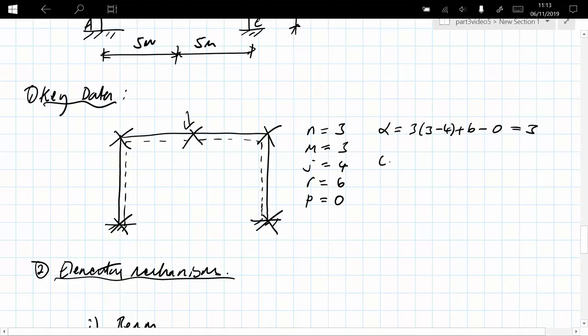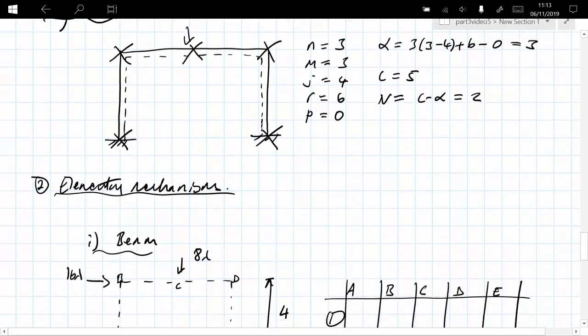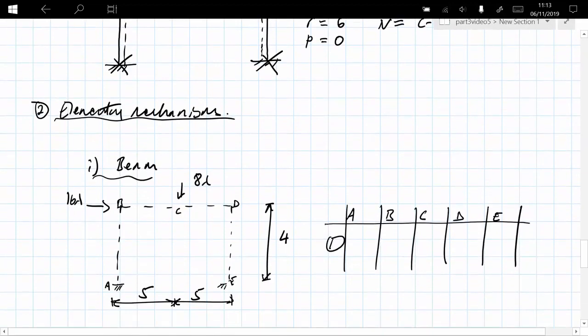We've identified 5 critical sections, so n is equal to C minus alpha, which is equal to 2. So there are 2 elementary mechanisms with this structure. The first elementary mechanism is what we call a beam mechanism. And this shows a vertical state of collapse under the concentrated load 8 lambda.